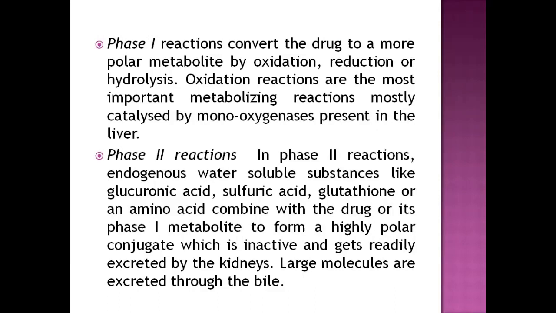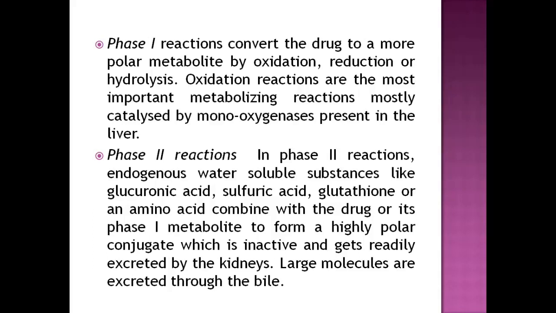Okay, so what are the reactions which are causing the phase 1 reaction? It is the oxidation, reduction, or hydrolysis, and the most important of those are the oxidation reactions. Whereas in phase 2 reactions, endogenous water soluble substances like glucuronic acid, sulfuric acid, glutathione, or an amino acid combine with the drug or its phase 1 metabolite to form a highly polar conjugate, which is inactive and gets readily excreted by the kidneys. The large molecules are excreted through the bile.